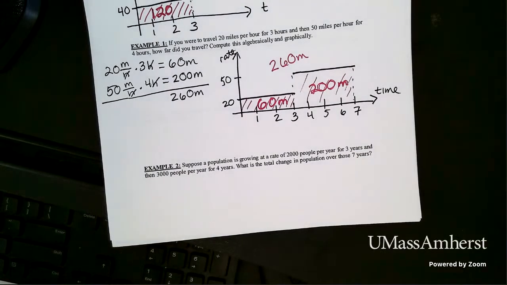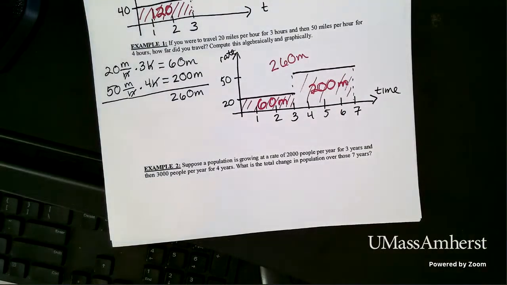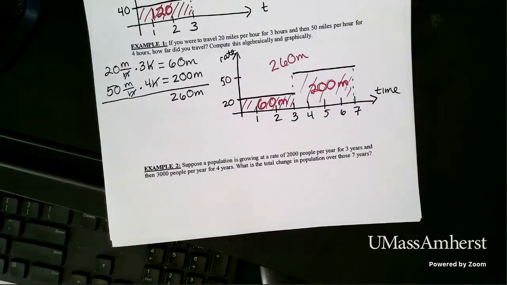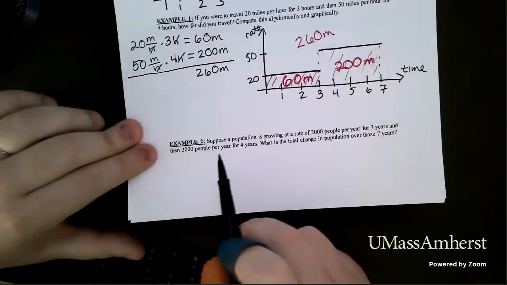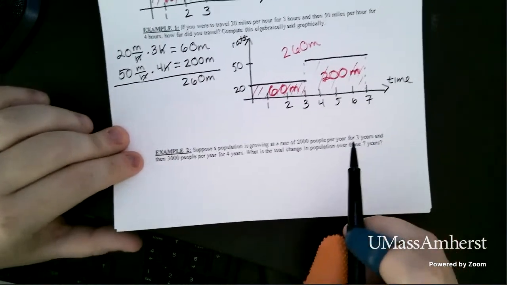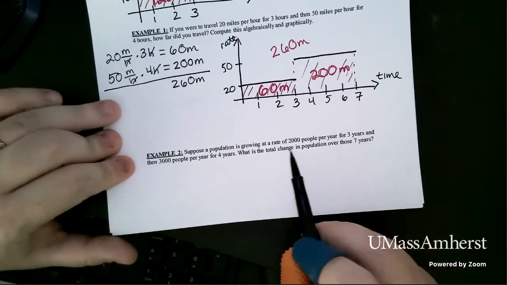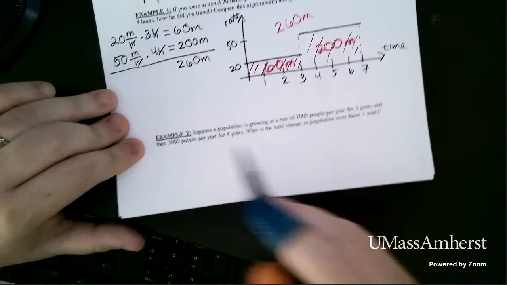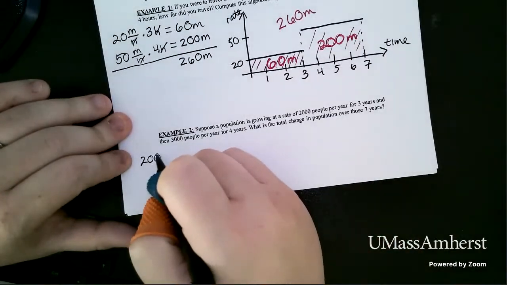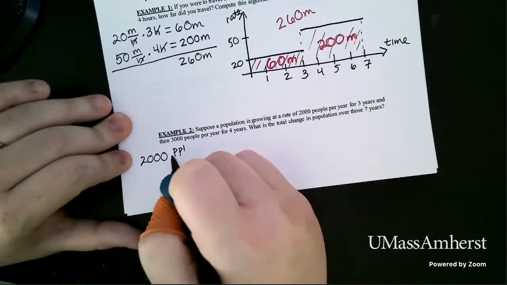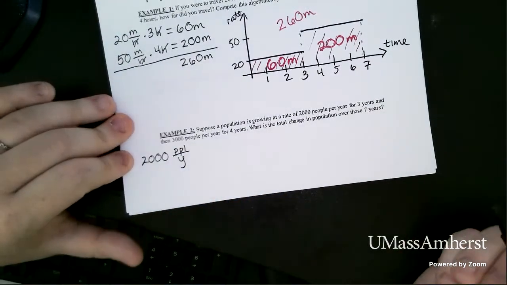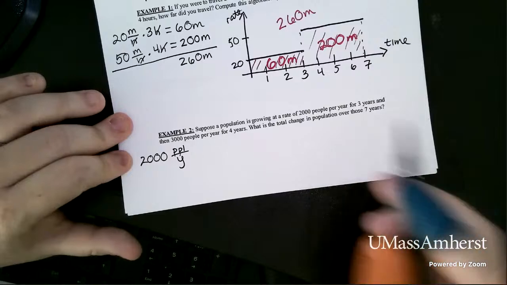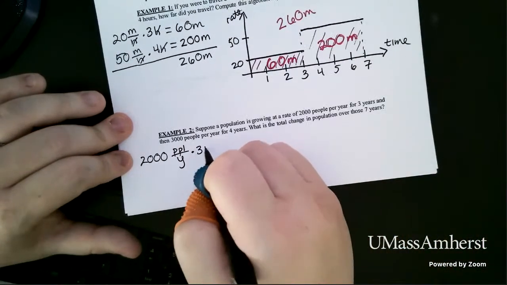So hopefully you're able to see that we can use the same processes and our rates just happen to be about something else. So here we have two different rates that are happening for different amounts of time. The first is that the population is growing at a rate of 2,000 people per year. I'm just notating the units here. And that happens for 3 years.